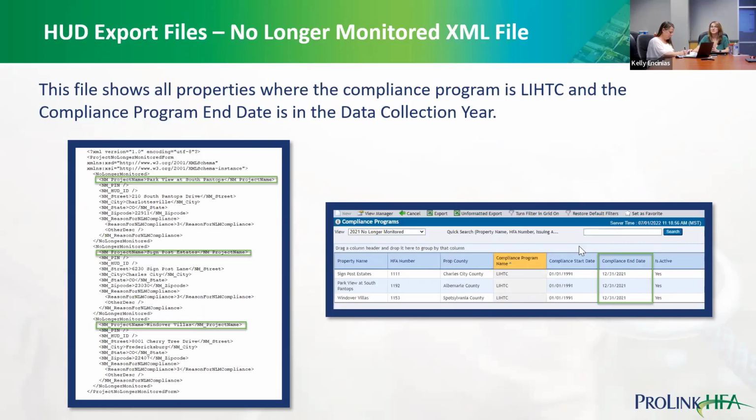So how many properties do we have that are going to be no longer monitored after this year for this data collection year? These are 3 projects and how they show up in the Excel. A quick note about this no longer monitored file: it's for the year that you're working on. So right now we're going to start working on 2021. If you didn't have any projects complete monitoring in that year, then your file is empty.